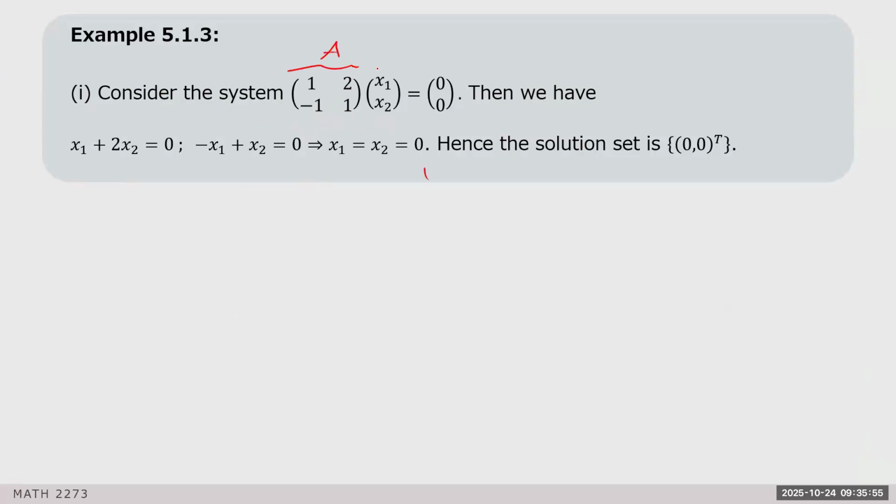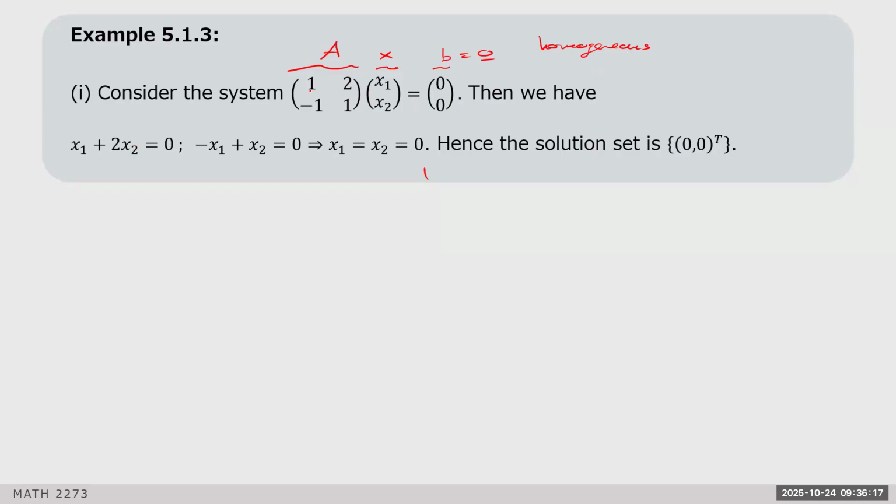Right, so this is A, this is X, this is B. And since B is equal to 0, this system is homogeneous, right? So let's try to solve this system. We'll see later on how to solve it using the matrix method, but for now, just multiply it out and let's solve it.